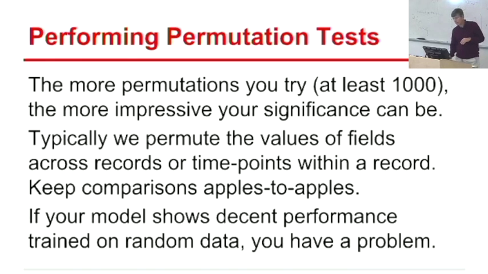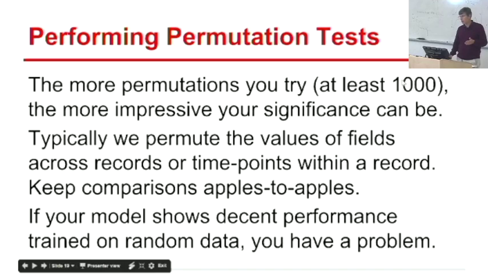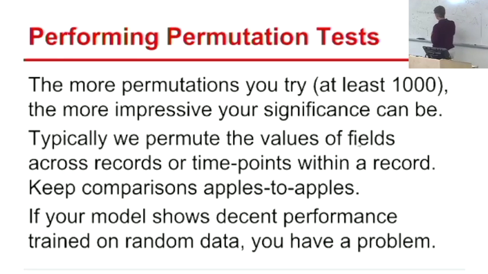So what is the idea here? Typically, you're going to perform, let's say, at least 1,000 random permutations. Okay? It depends upon how many you can run before it gets to be tedious. Typically, what we will do is permute the values of a field across records. In this case, we hold one side of the values. If we're trying to say, is this variable correlated with that variable, take the y values and permute them, okay? So now x gets 1 at random from this pool.